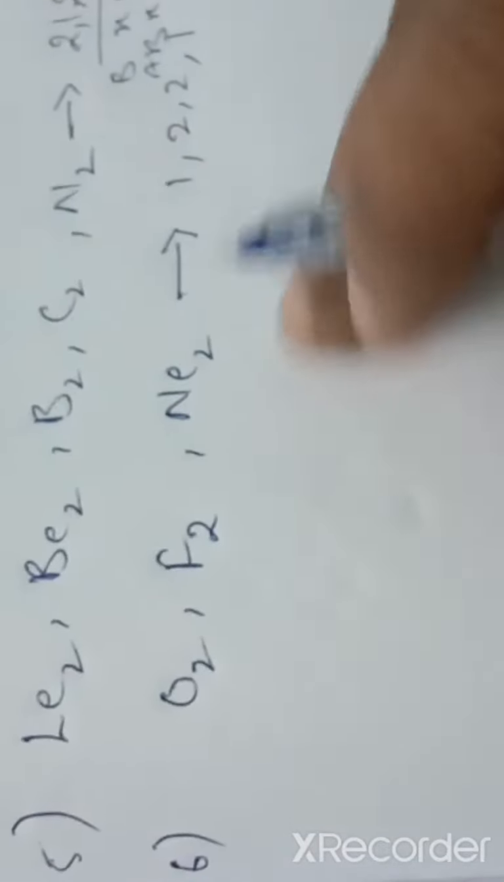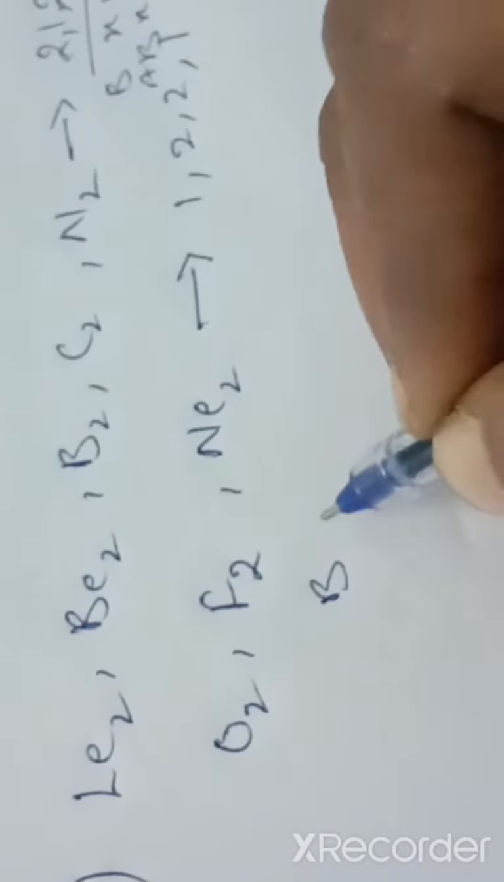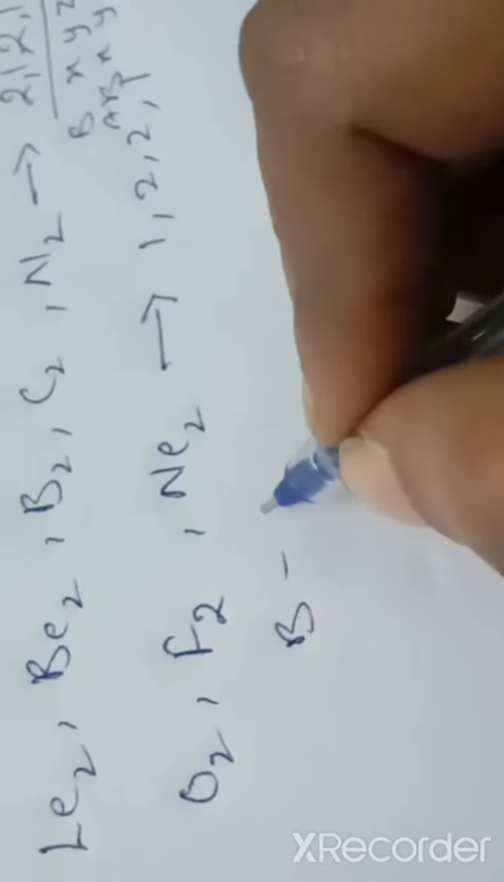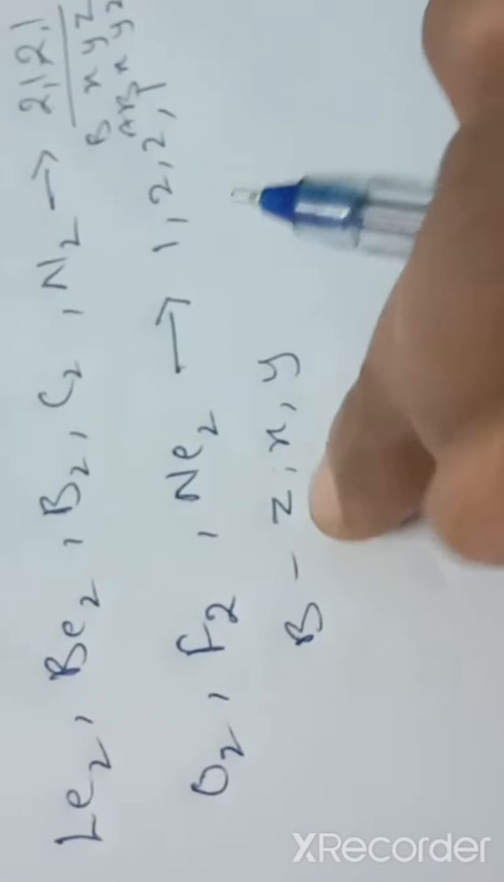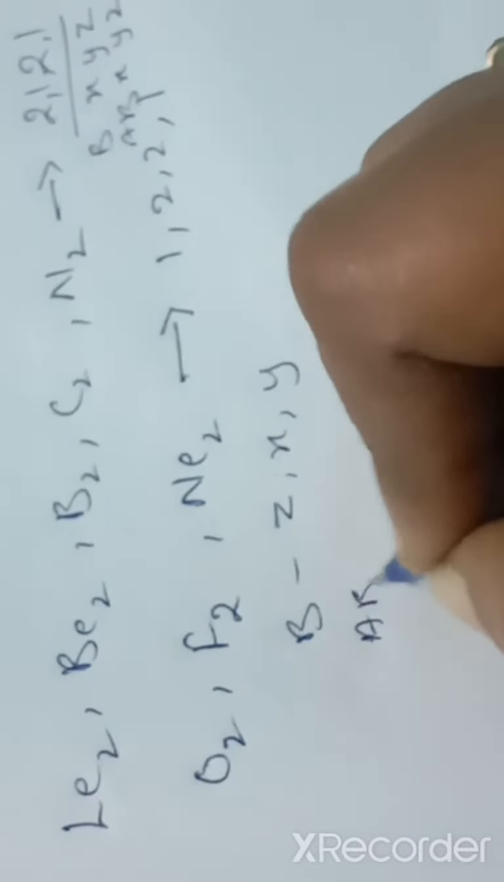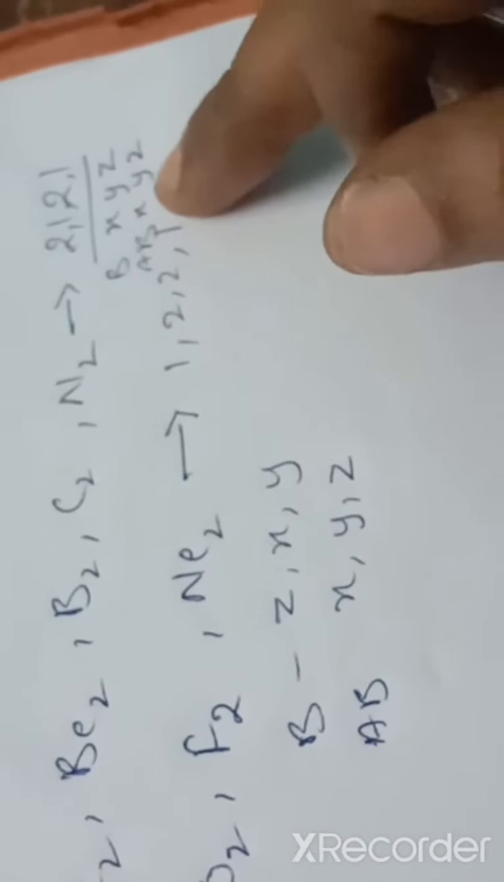When it comes to these molecules, first for bonding, in the p orbitals, x and y will be filled first, then z, and in anti-bonding x, y, z. So this is the sequence. When I draw the diagram, you will understand.